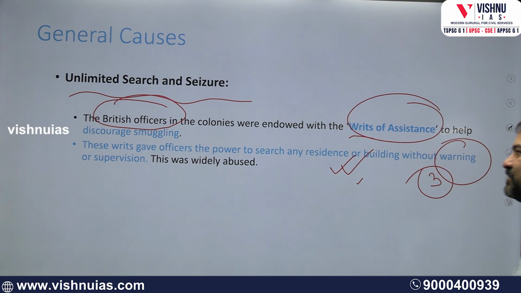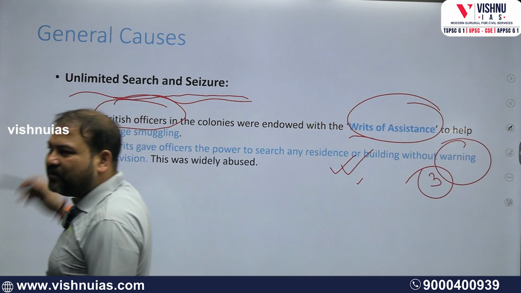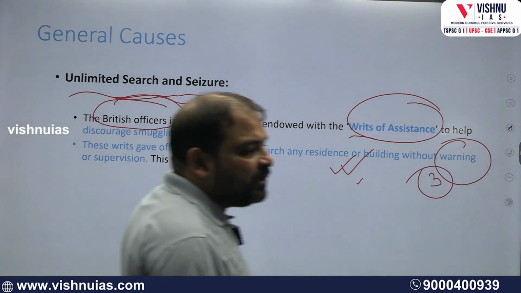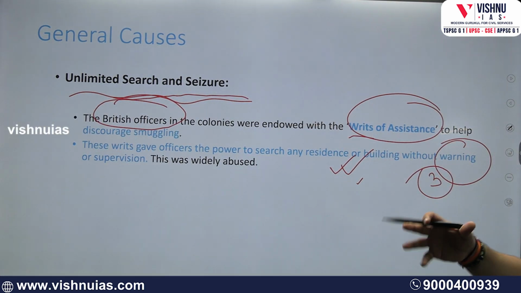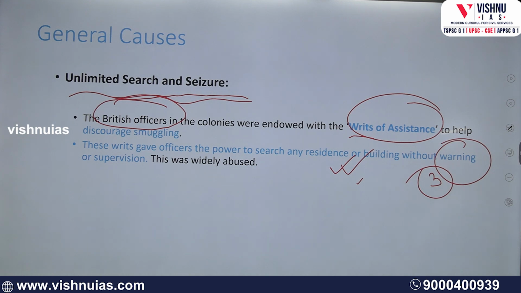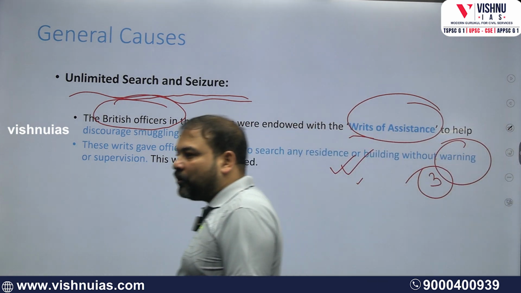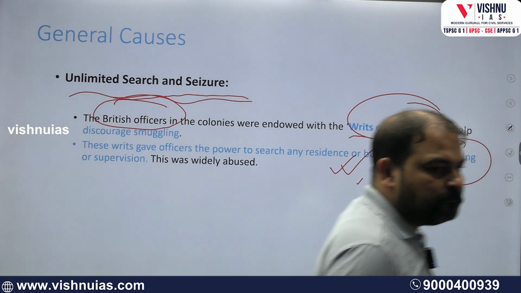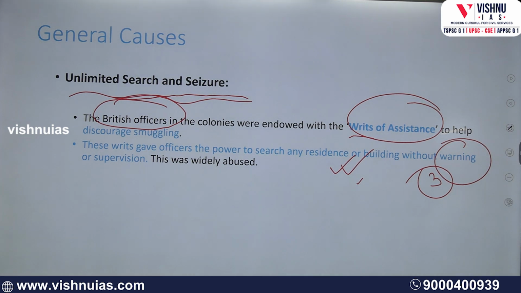Guys, unlimited search and seizure. I hope you can understand this by this only. That the Britishers could search your houses without any warrant. They could do unlimited search and seizure. Seizure means property could be seized. Any building they could supervise, any residence they could supervise, all this without warning. And invariably these all were misutilized, misused a lot. This is your third point. Unlimited search and seizure. Clear? Absolutely clear, guys? Third point.